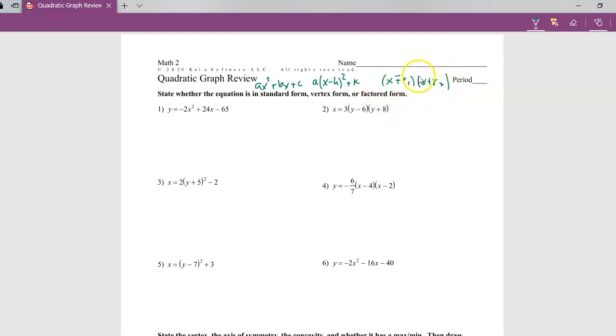Actually, I should say x minus root 1, x minus root 2, technically, because when you actually find the roots, they're the opposite sign. But either way, if I have two sets of parentheses, that's going to be factored form. If I have one set of parentheses with a squared, it's going to be vertex form. And this one is going to be standard form, so standard, factored, vertex. Again, two sets of parentheses, so factored. Vertex form is the one that has the parentheses squared, and standard.